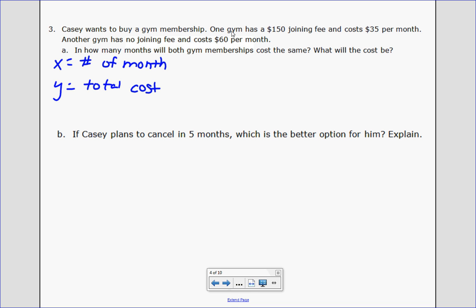So my first gym is $150 just to sign up. But then I only pay $35 each month. The second gym, there's no joining fee, and you pay $60 per month. Now I'm going to shut up for a minute, and I want you to find where they both cost the same, and I want you to answer part B. Please do that now.